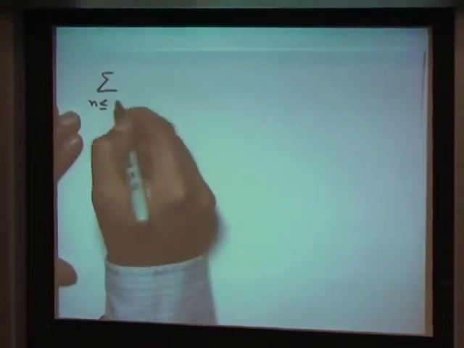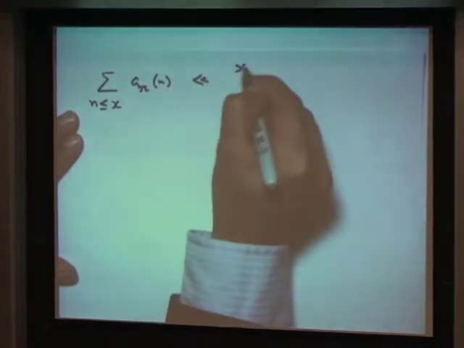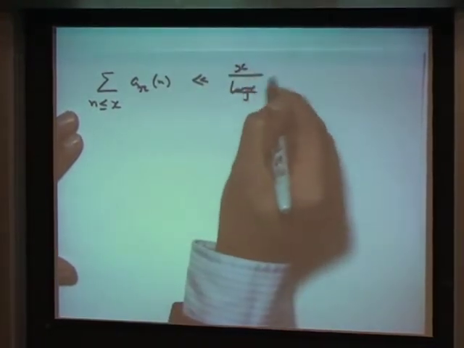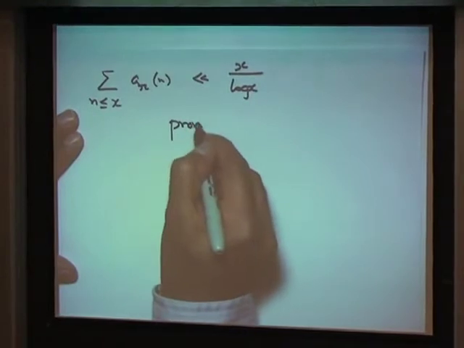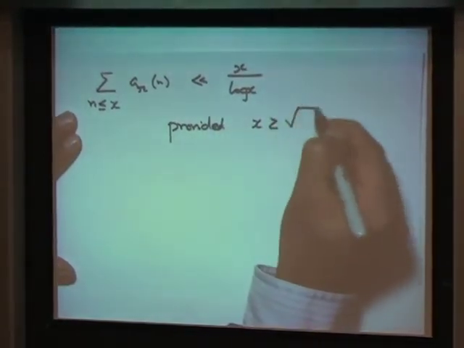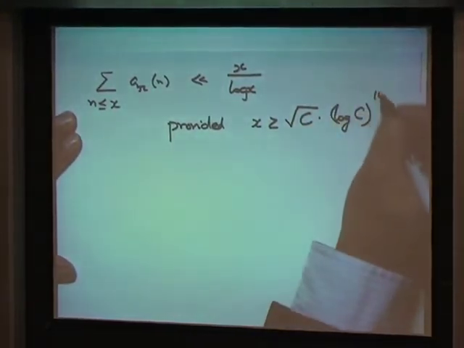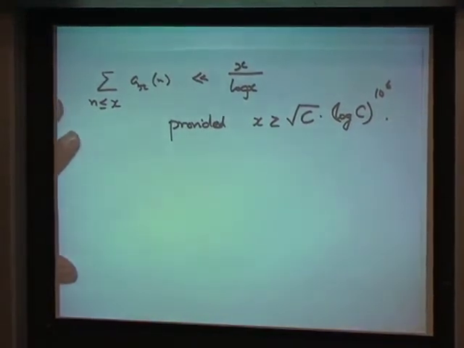So I began by saying that the convexity bound implies that there's cancellation of these coefficients a_n at some point. So we know that if I look at the sum over n up to x of a_π(n), that this is a little bit small. Say it's smaller than x over log x, provided x is a little bit bigger than the square root of the conductor, so the square root of the conductor times maybe log conductor to the million, let's say. So this you can get from convexity.